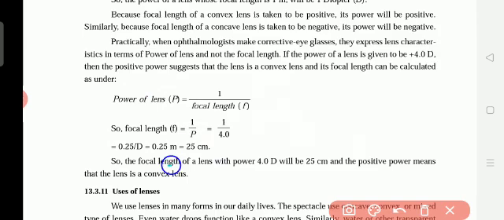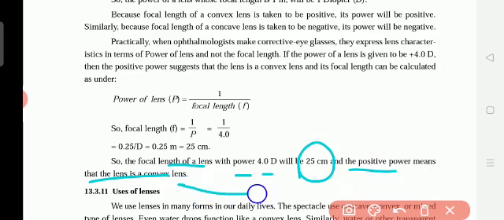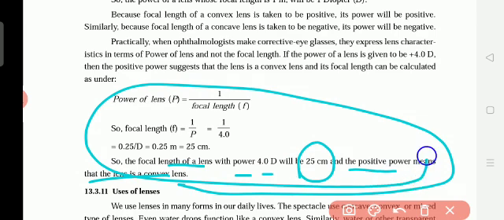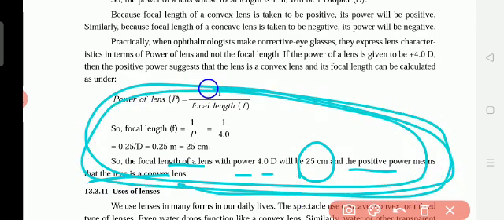So the focal length of the lens will appear how much? 4.0 diopter will be 25 centimeter. And the positive power means what? It is a convex lens. Negative power means it is a concave lens. So like this we should find out the power of lens. This calculation is very very important. They might ask the question for 2 marks.